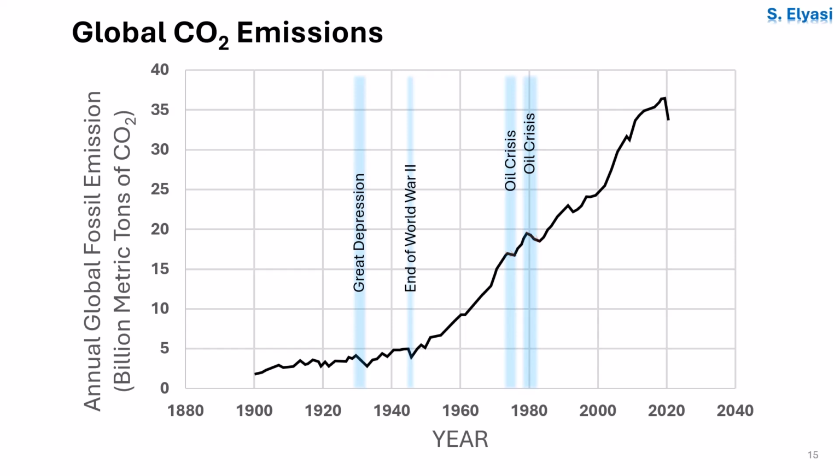2008 financial crisis. Another point where the increase in emissions temporarily slows, reflecting a global economic downturn that would have reduced industrial activity and energy use. Global COVID-19 pandemic. The graph shows a sharp decline in emissions, which is consistent with the global reduction in travel and industrial activity due to lockdowns and other restrictions.